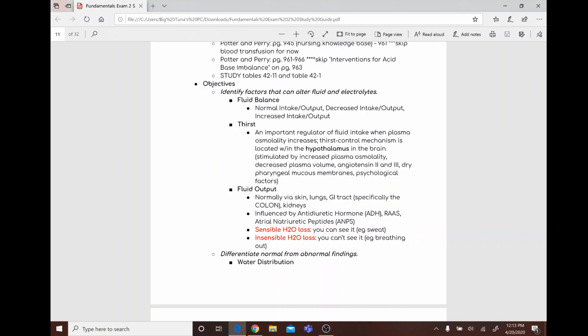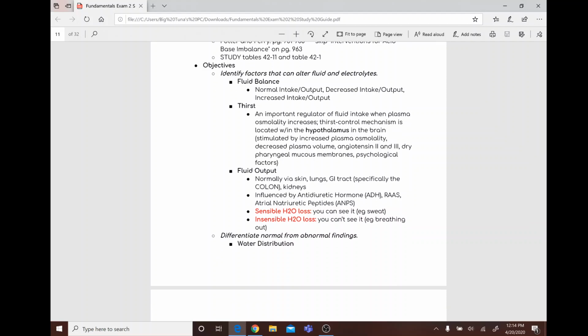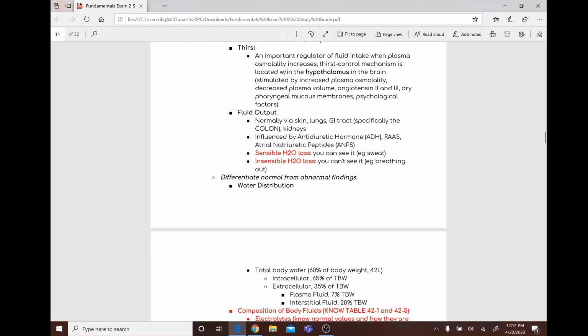What organs in the body control fluid output? Skin, lungs, colon, kidneys. What influences fluid output? ADH, RAS, and ANP. What is sensible H2O loss? You can see it, like sweating. What is insensible H2O loss? You can't see it, like breathing out.